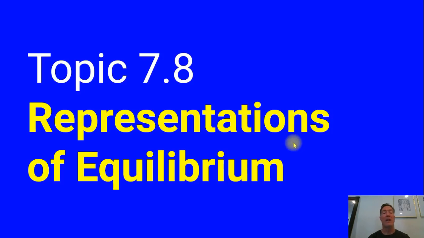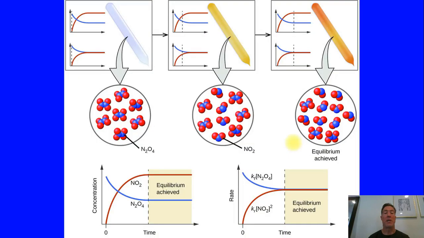All right, let's look at representing equilibrium with a particulate model. Let's look at this particular particulate diagram. Here we're starting off with the concentration of N2O4. So this is our reactant initially, and here it's just pure reactant. NO2, this is just pure product. But at equilibrium, we're going to have some of both. So our concentration of our reactant is going to go down. Our concentration of our product is going to go up. At some point, they're going to reach equilibrium, and we're going to have some of both.